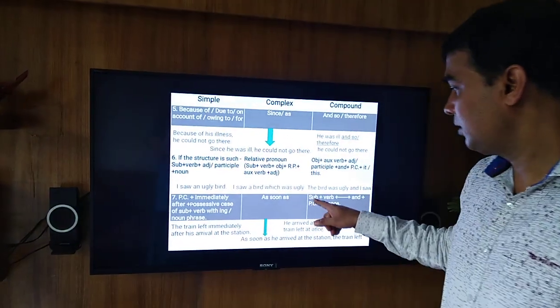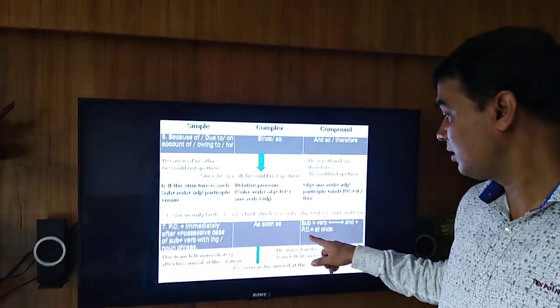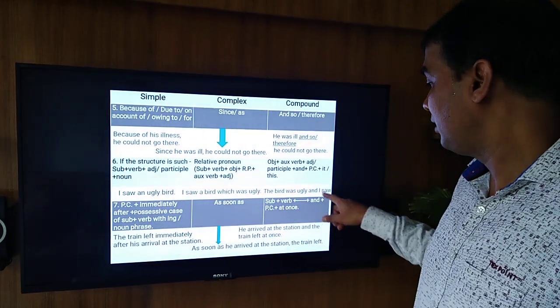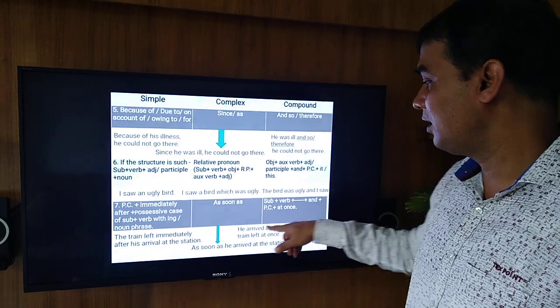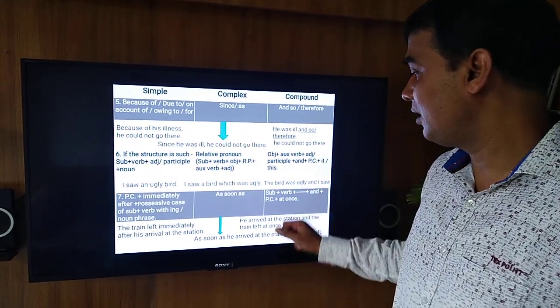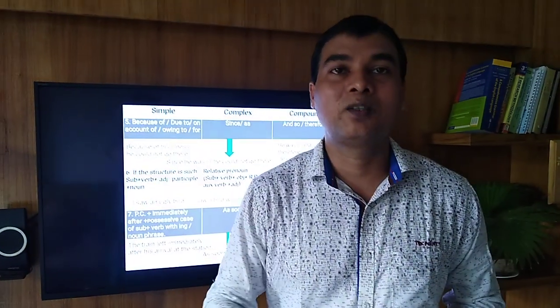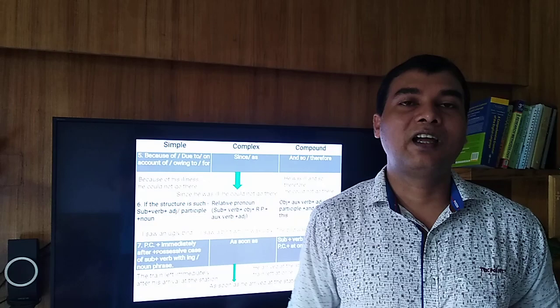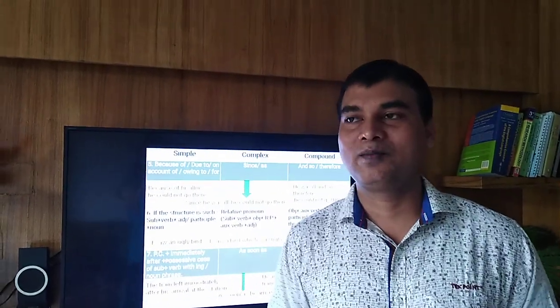Okay, now the compound sentence. First of all, you have to write the subject, then verb, I mean he arrived at the station, this is a principal clause, and then "and" as the coordinating conjunction, and then again the principal clause, the train left, and finally at the end of the sentence you should write "at once". This is a rule. So the sentence is: he arrived at the station and the train left at once.